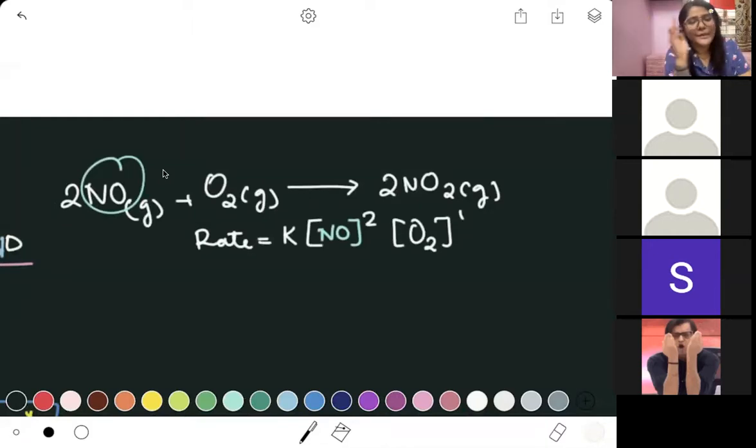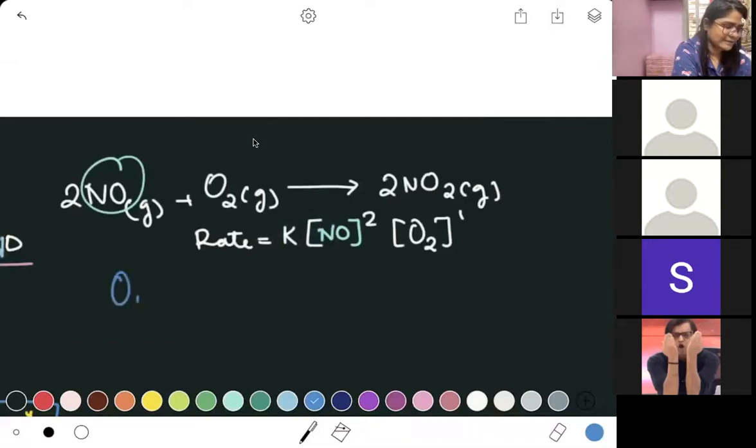This is what my rate constant is going to be. Should I write this down, what I would get will be my value or the rate of this particular reaction. Now there is something which comes into picture when we write this down, something which is called the order of reaction.